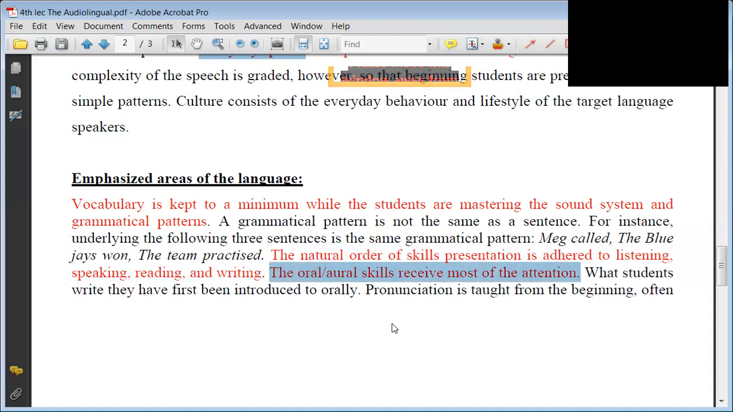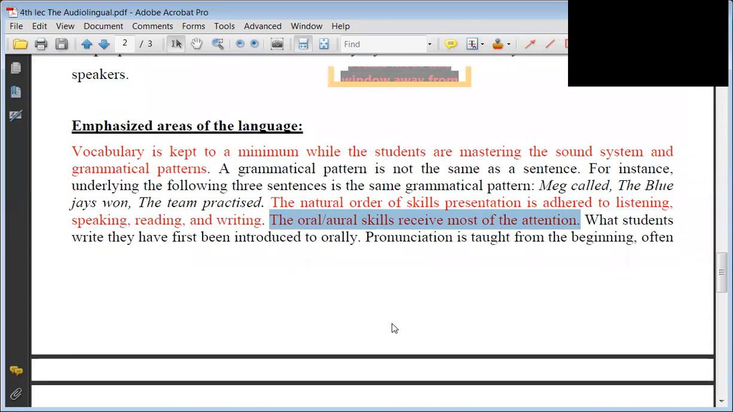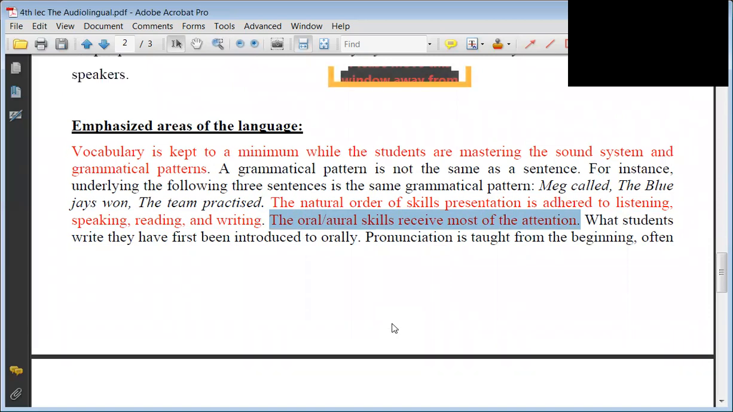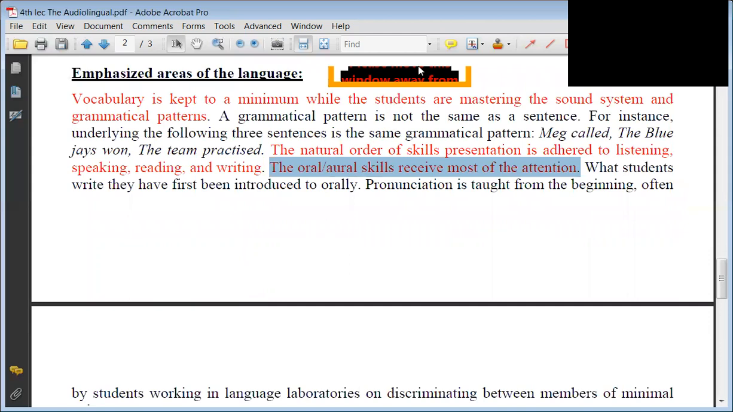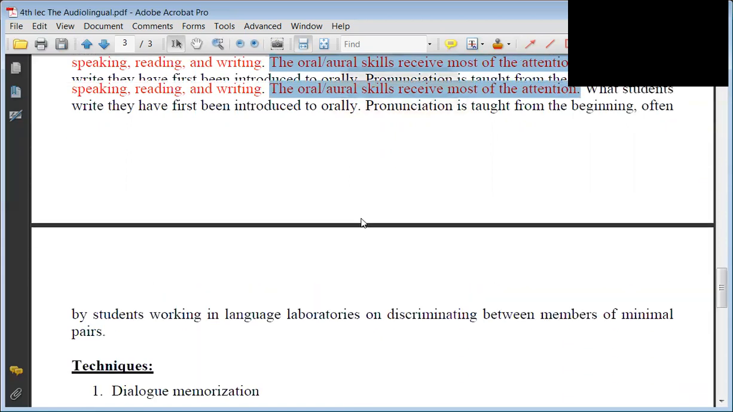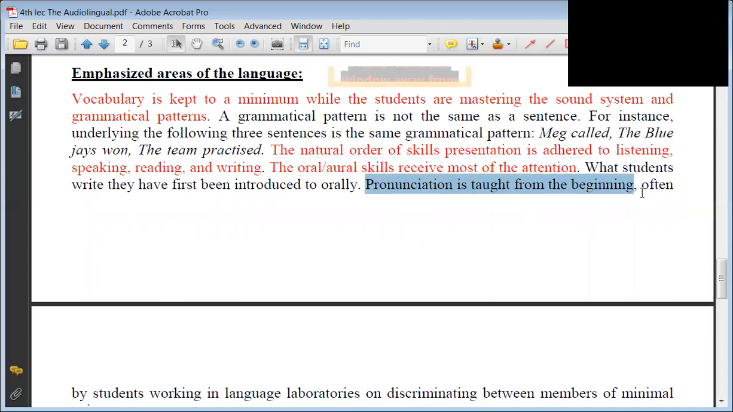I've explained that before. Listening and speaking. That is, listening to the pattern, repeating it, and making it a habit is the essence of this method. What students write they have first been introduced to orally. As I've also mentioned before, they practice saying these patterns and then they read or write them. Also, pronunciation is taught from the very beginning, which is an important thing to know about this method.